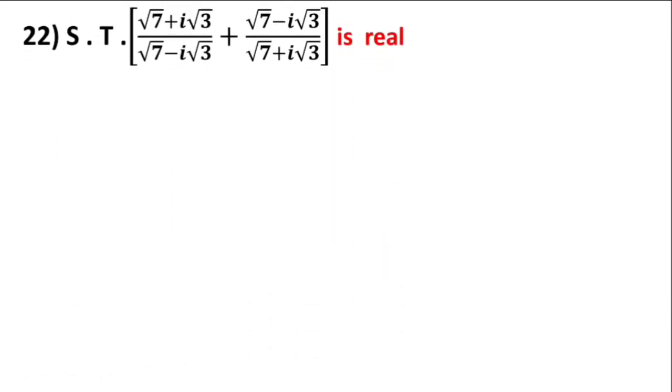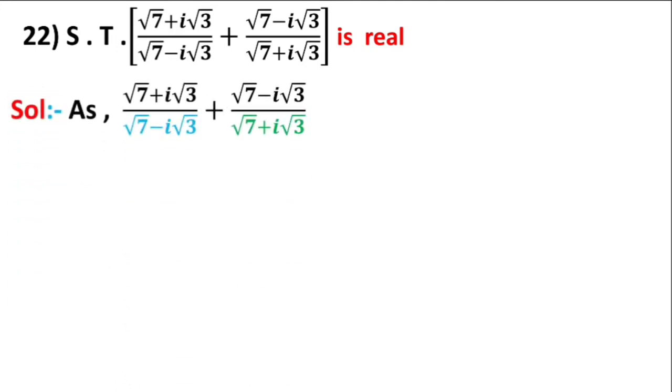Now question number 22. Show that (root 7 plus i root 3) upon (root 7 minus i root 3) plus (root 7 minus i root 3) upon (root 7 plus i root 3) is a real number. Solution: it is given, the sum of two fractions, so here you have to take the LCM and cross multiply.